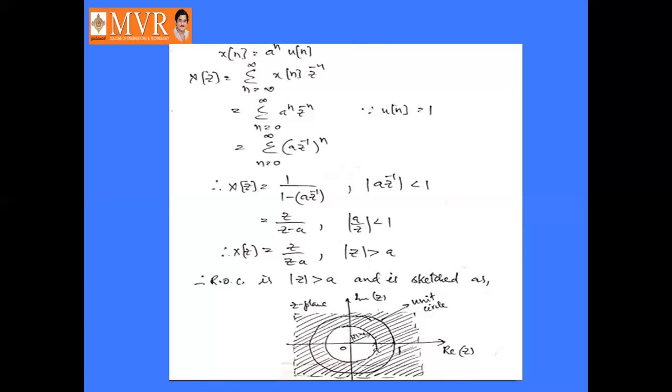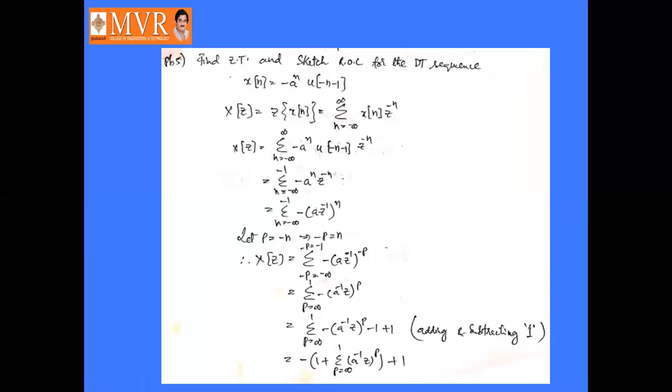And its ROC is like this. This is the unity circle, this is the imaginary axis, and this is the real axis. This is the z plane. If this is a, then mod z is greater than a, so beyond a only we have the ROC. Right, this is the sketch for a power n into u of n.